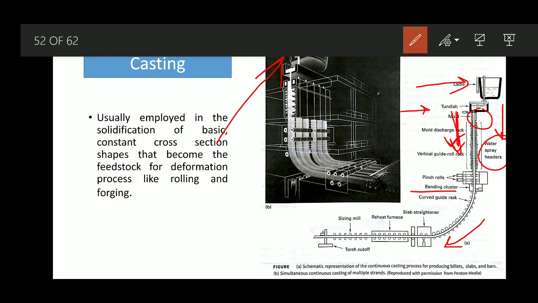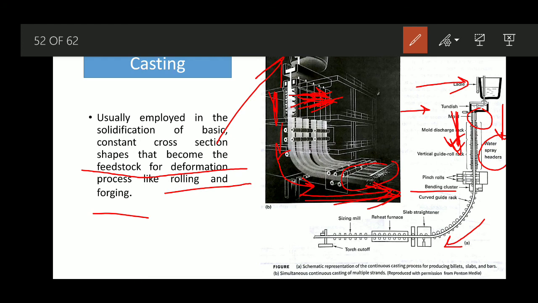From here to here there is once again spraying, water jets, water cooling, air cooling, etc., and it should be straight here. Then we can have the bending, and we get the final shape once it goes out here. So continuously the final shape is given, and in a continuous way we get the final product. These final products, in the form of bloom, billet, etc., become the feedstock, that means the raw material, for deformation processes like rolling, forging, etc.